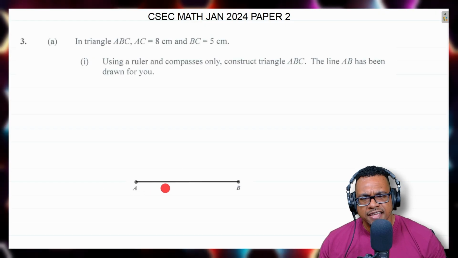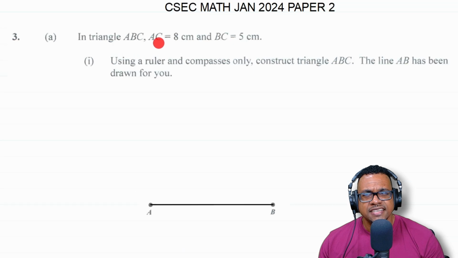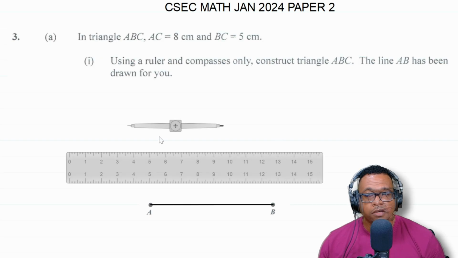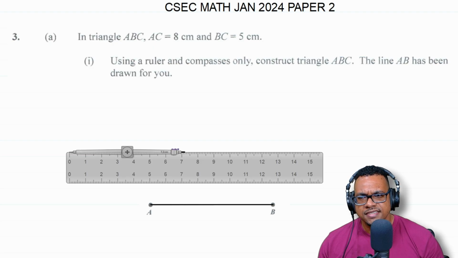Because we have the line AB already drawn for us, we have the line segment AC now. This is construction. So you're starting at A, ending at C, and that line has to be 8 centimeters. So from A to some point C has to be 8 centimeters. Here I have my ruler and compass. I'm going to take the compass, place the point of the compass on the 0 of the ruler, and open that out to 8 centimeters. So my compass is opened out to 8 centimeters.